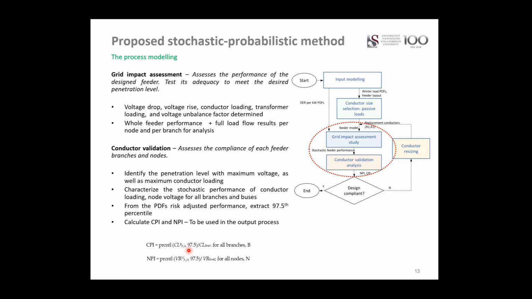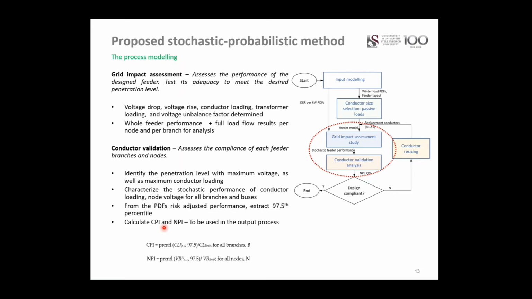feeder in terms of its branch and node performance. Note that we are specifically looking at each element in the feeder. We are not just piling the feeder together. We are picking out how this particular branch 1, branch 2, branch 3, and branch 4 perform in terms of conductor loading, and how node 1 to node N perform in terms of voltage. In this case, we obtain risk-adjusted performance indices from our analysis, which we then use in our output processing.